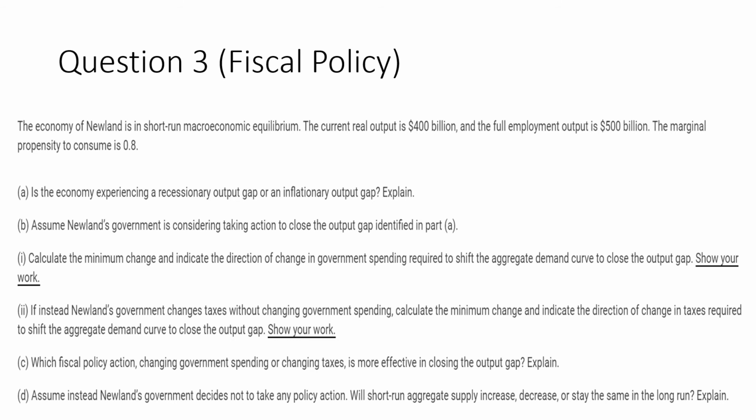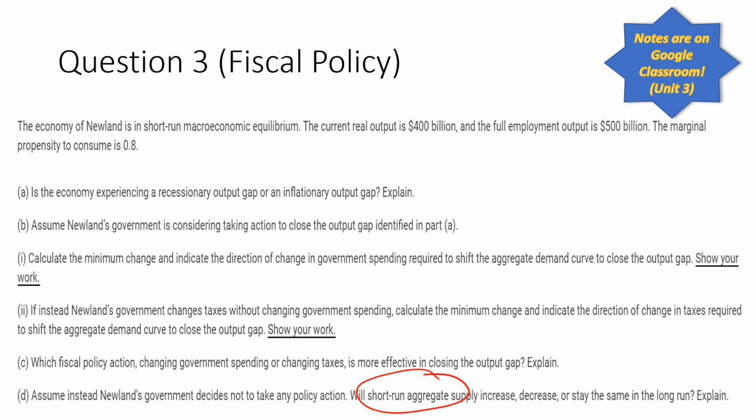Then which fiscal policy action, changing government spending or taxes, is more effective in closing the output gap? Maybe some of you remember me talking about this in class, so you already kind of know. And then D, assume Newland's government decides not to take any policy action. Will short-run aggregate supply increase, decrease, or stay the same in the long run? And keep in mind here, guys, they're asking specifically, will short-run aggregate supply change? So not aggregate demand, but SRAS. That's important. Okay, let's work this out. Oh, once again, these notes are in Unit 3. I would specifically look at the notes about the spending multiplier and the ones about fiscal policy.